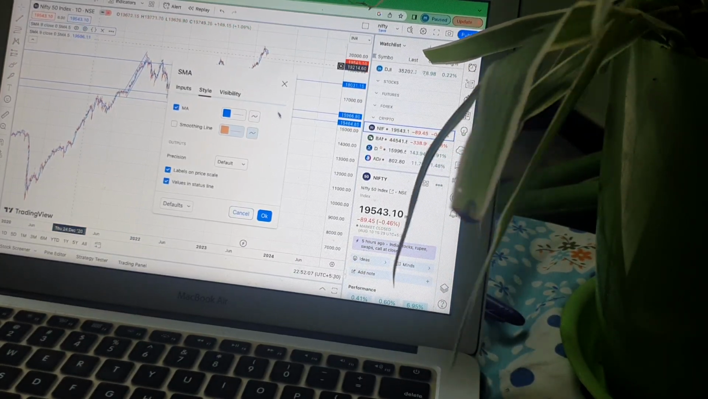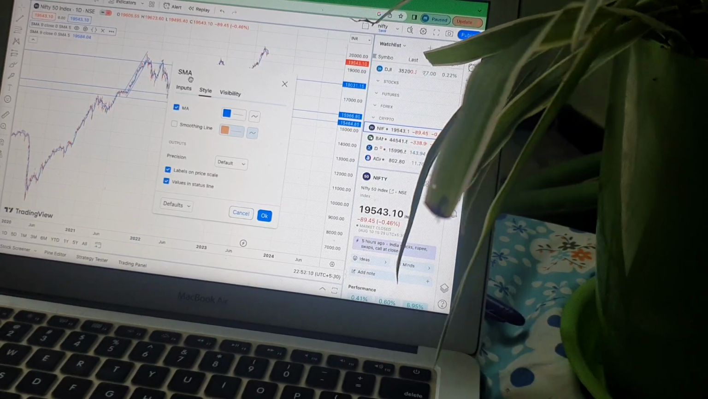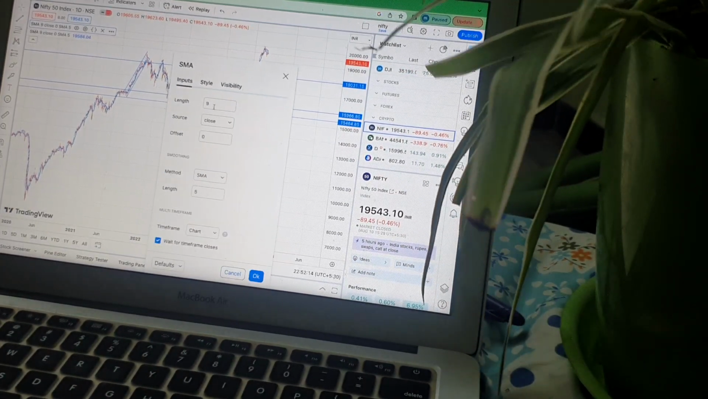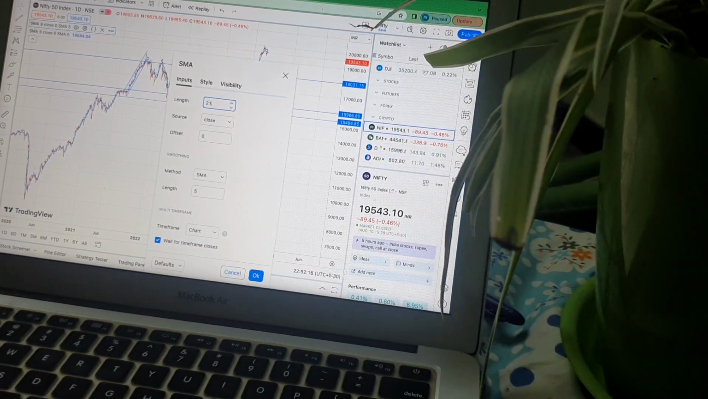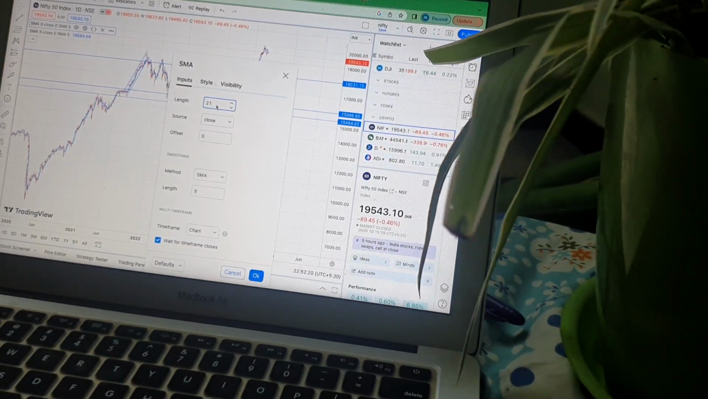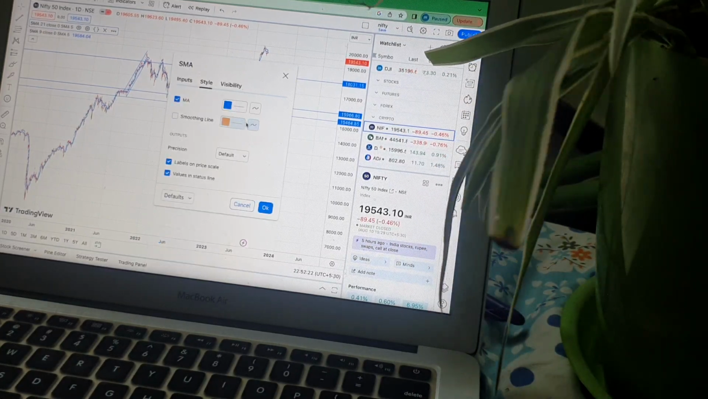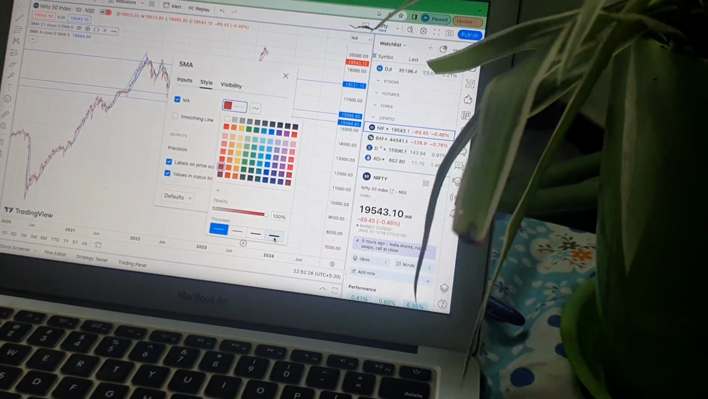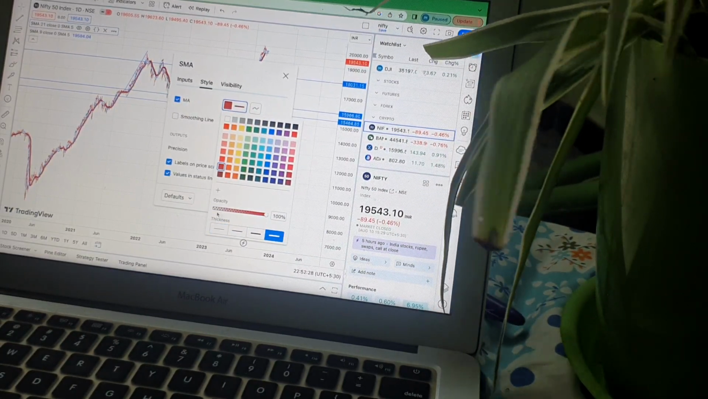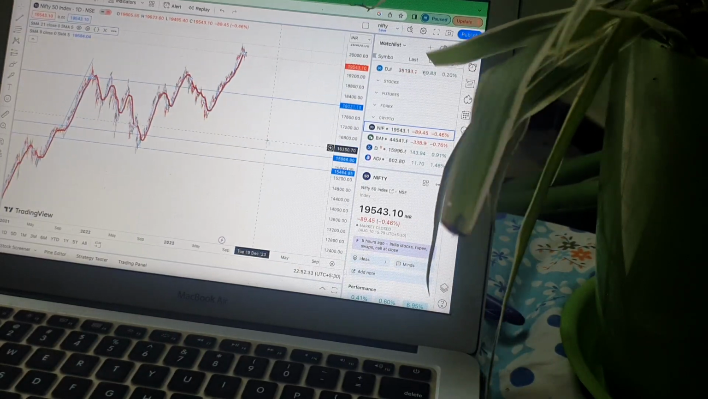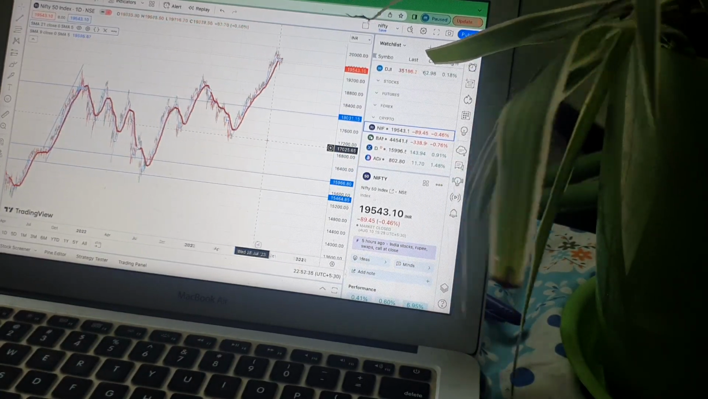This is called settings. SMA is simple moving average. I'm changing the inputs, I want it to be 21. The source is close, and click on style. I'm going for red and increasing the width of that particular line, and click on OK. Now say this is on a daily chart.